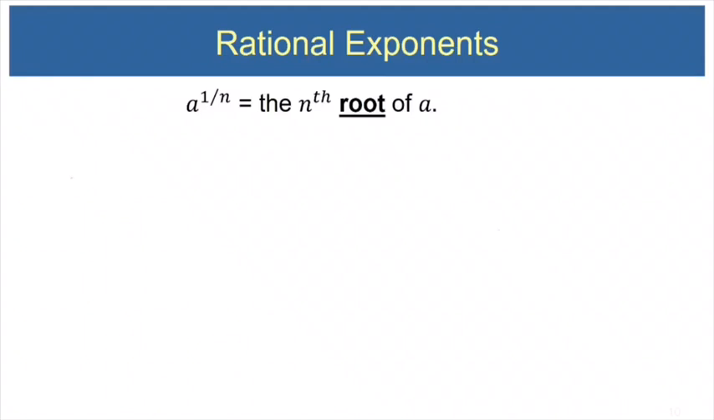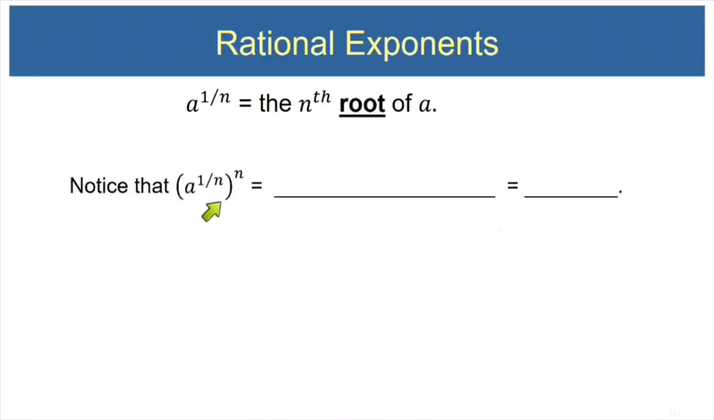Now that we've gotten plenty of practice with the negative exponent rule and integer exponents, let's talk about rational exponents. So here we have a to the 1 over n. And what we say is that a to the 1 over n is the nth root of a.